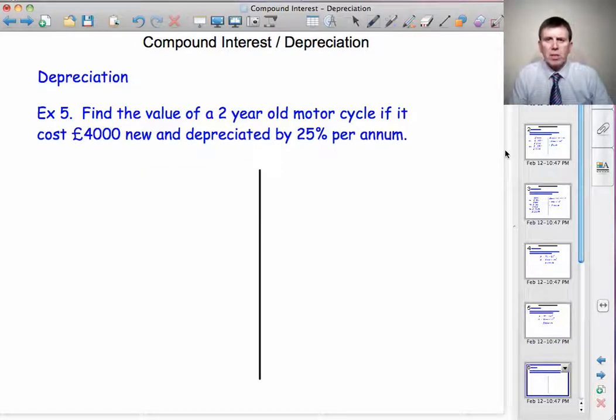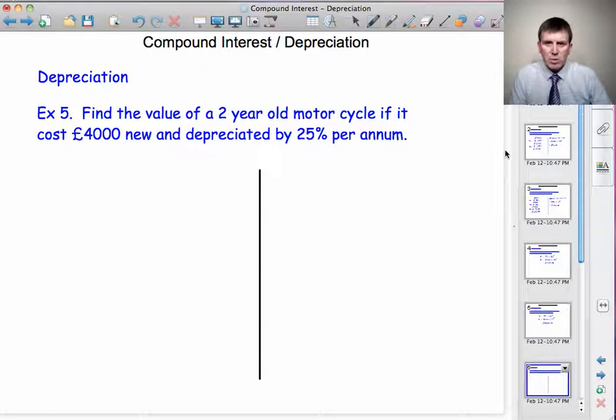Depreciation is when something loses its value over time, perhaps because it's becoming worn out. Example: find the value of a 2-year-old motorcycle if it cost £4,000 new and depreciated by 25% per annum. So that means that at the end of any given year, it's worth 25% less than it was at the start of that year. So rather like compound interest, the figure on which we base the percentage changes each year. And again, like compound interest, questions like this can be on the non-calculator paper if the arithmetic is straightforward.